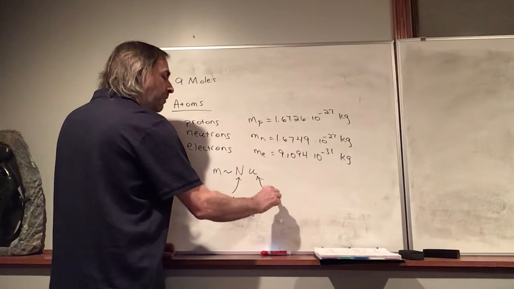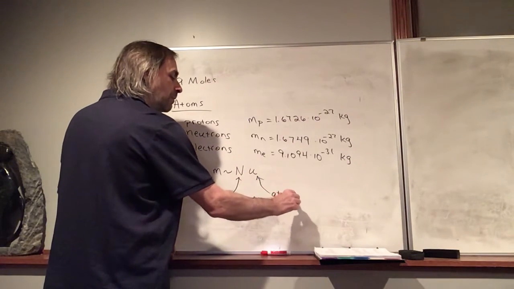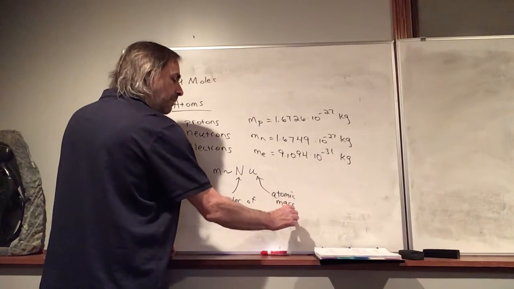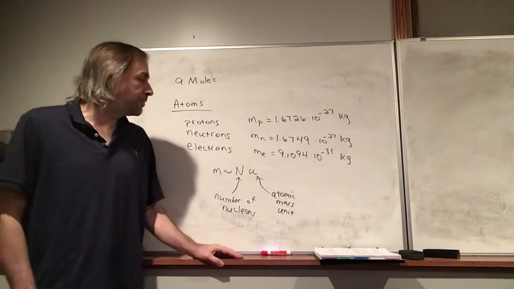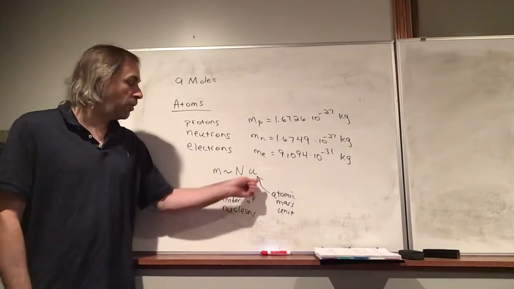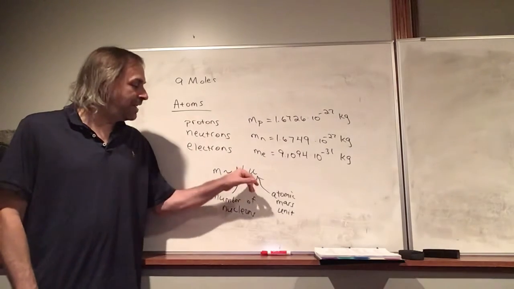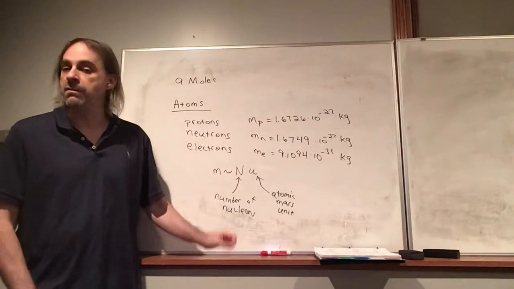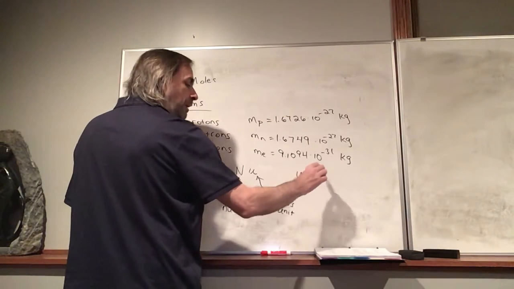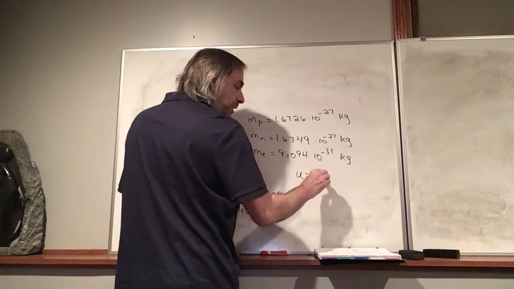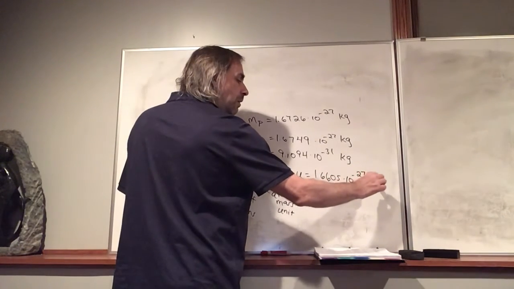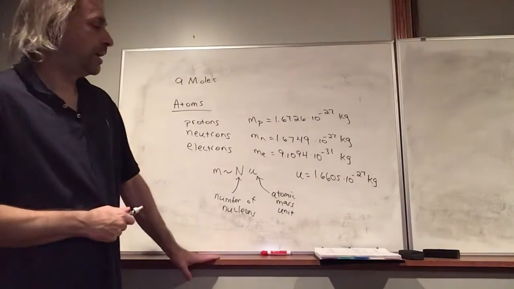And U is something called an atomic mass unit. Again, this is a rough estimate of the mass of any atom. Say you have 6 protons and 6 neutrons. You have 12 nucleons, and you multiply that by an atomic mass unit. An atomic mass unit is roughly equal to the mass of a proton or the mass of a neutron. I'll write down the value right now. This is 1.6605 times 10 to the minus 27 kilograms.